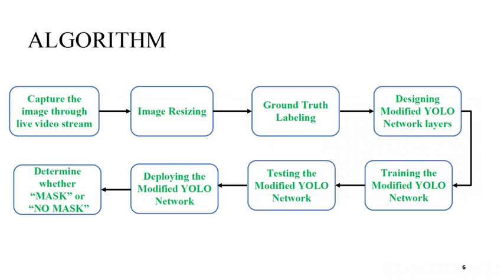The algorithm of modified YOLO consists of these steps. First step is to capture the image through live video streaming, then resizing the image, ground truth labeling, designing the modified YOLO network layers, training the modified YOLO network, testing the network, and deploying the modified YOLO network to determine whether a person is wearing a mask or not.